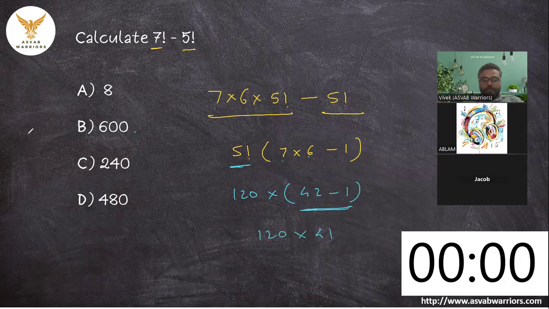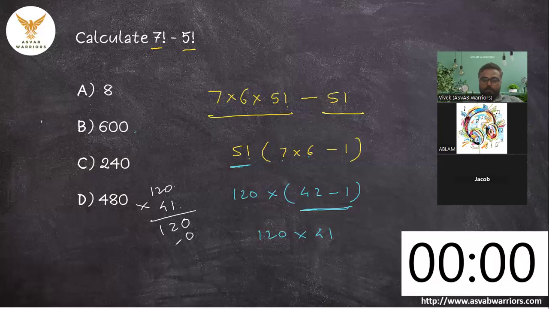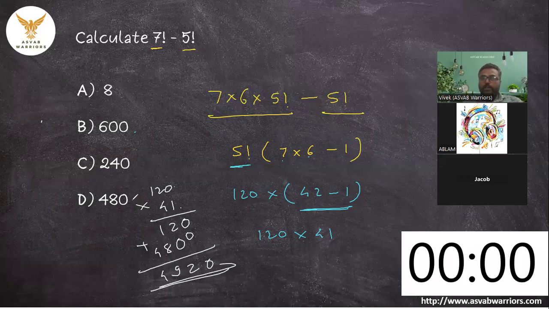Now, if I multiply 120 times 41, what do we get? 1 times 0 is 0, 1 times 2 is 2, 1 times 1 is 1. Put a 0 over here because I'm moving on to the fourth place. So 4 times 0 is 0, 4 times 2 is 8, 4 times 1 is 4. Add everything up. So we have 0, 2, 9, 4. This will be your answer, which is not there in the options, but this should be the correct answer. So 4920. What did Ablam get? Ablam got it right. Awesome. That's correct, guys.